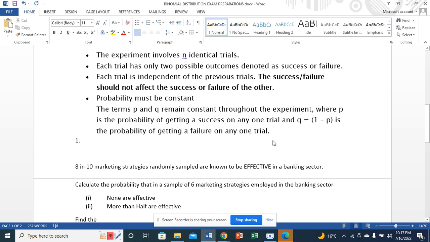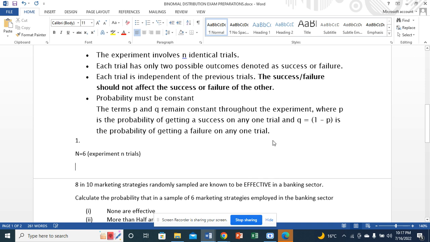So let me just put n equals 6. The experiment involves n trials. There are 2 possible outcomes. In this case, a success means the strategy is effective, and a failure means the strategy is ineffective.